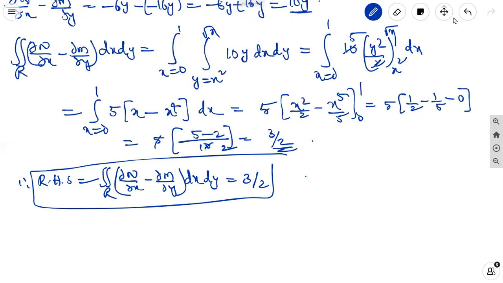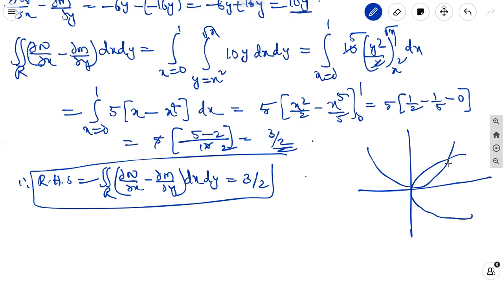Okay. In this, again we can take the diagram. It is the y equal to x square curve, and y equal to root x. This is the origin 0 comma 0, and the intersecting point is 1 comma 1. Okay, here first we can take the curve C1, let it be O, A, again O. It is the closed curve C.